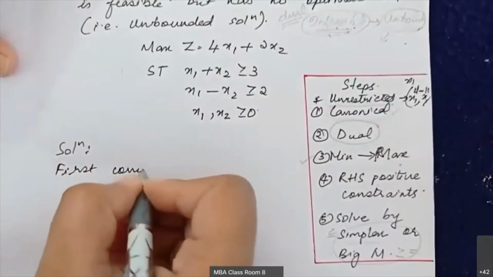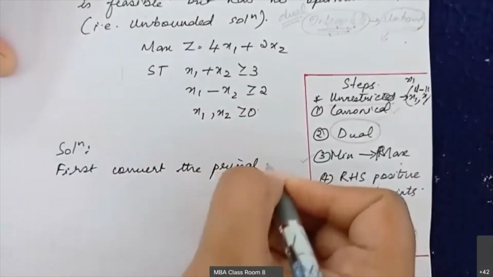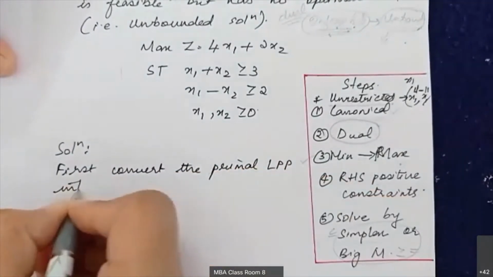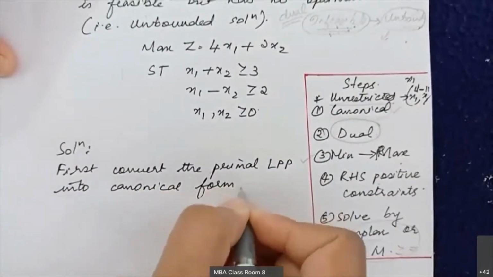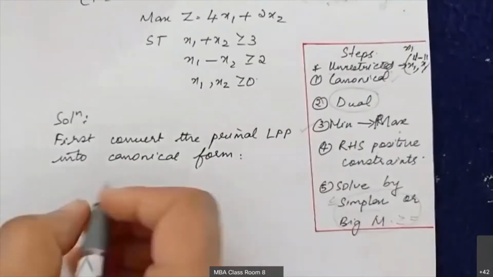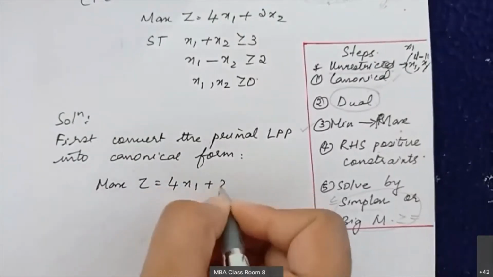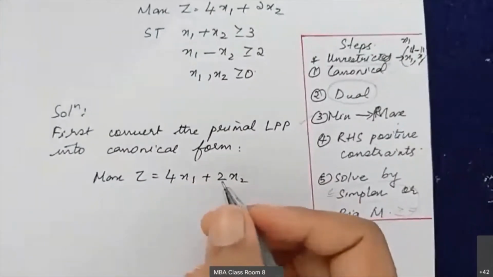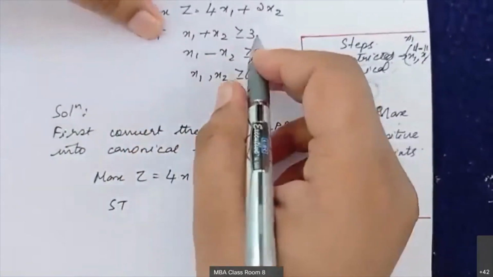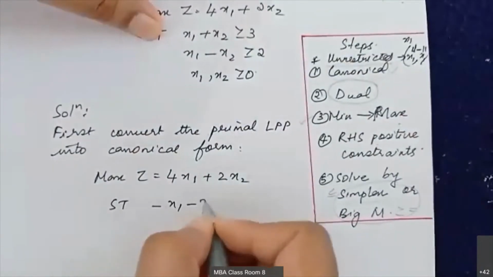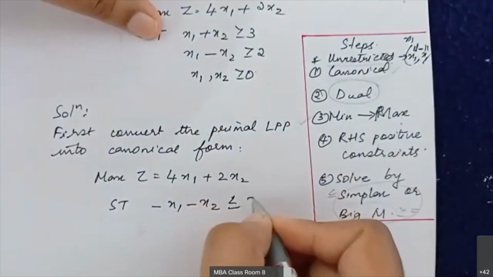First, convert the primal LPP into canonical form. How will you do that? Maximize z = 4x1 + 2x2. The objective function will remain the same, but for the constraints, subject to, I will multiply on both sides with -1. So -x1 - x2, here the symbol will reverse, so it is less than or equal to -3.